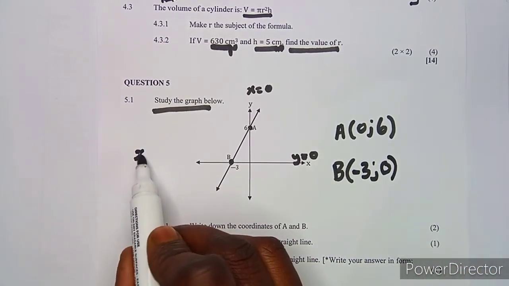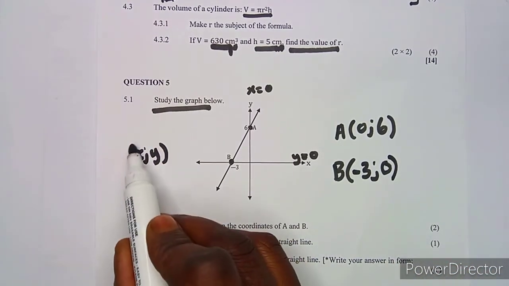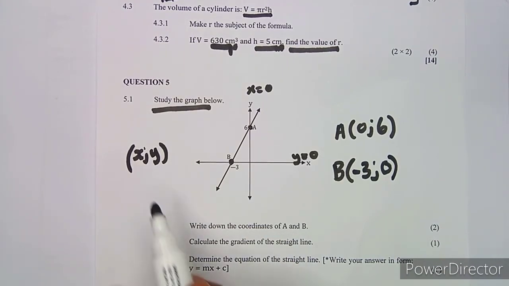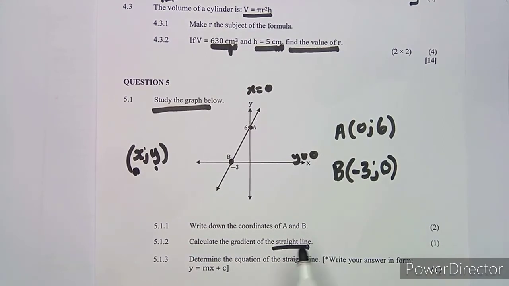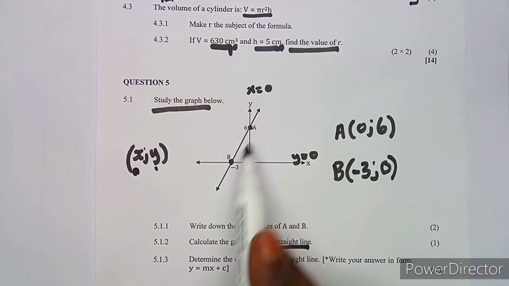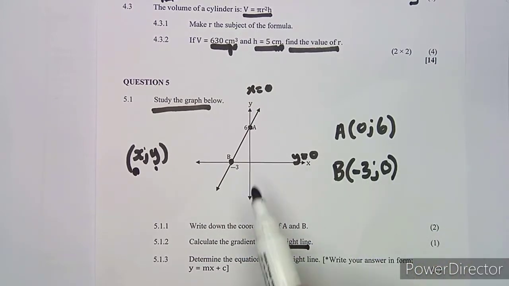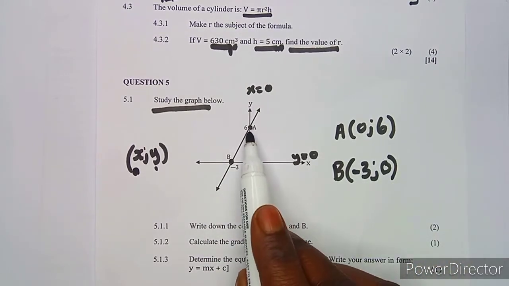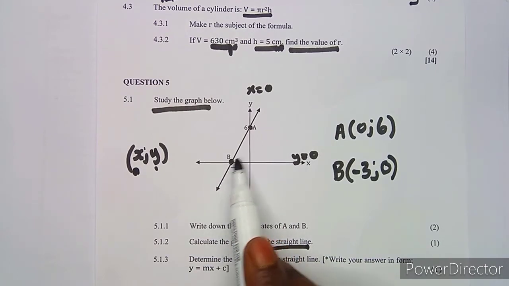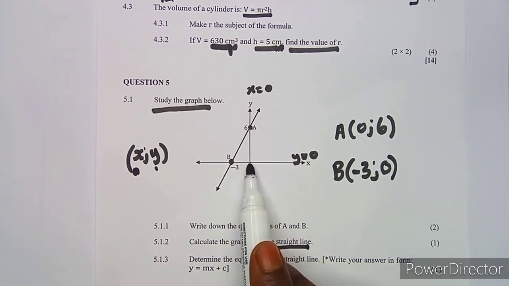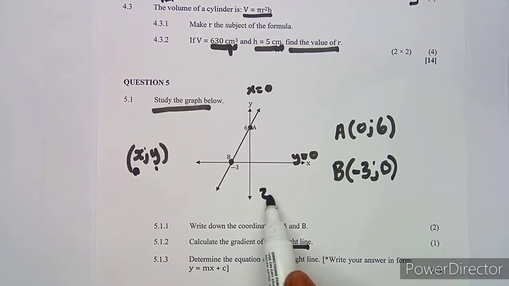Remember, a point is given in terms of x followed by y, like that. That's a point. You start with x, then y. All right, calculate the gradient of the straight line. So now we've got this A and B, so you can use them to calculate the gradient, which is, we can actually take an increase in y over an increase in x, like this, minus 6 over minus 3, which is going to give us 2.